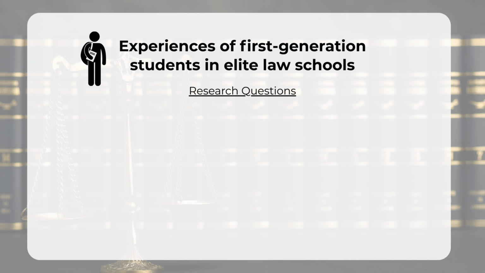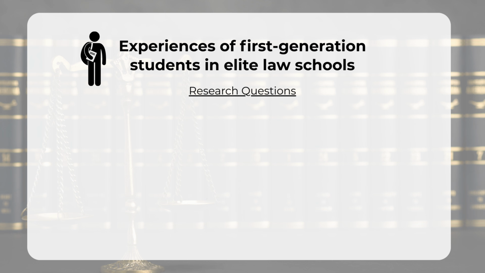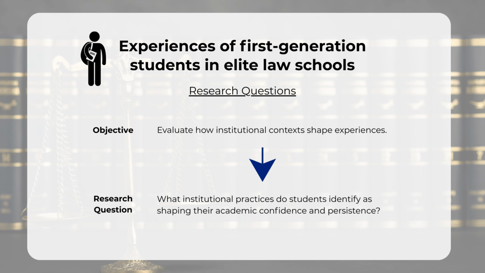For example, if your objective is to interpret how students make sense of belonging over time, your research question might be, how do first-generation law students describe and interpret their sense of belonging across their degree programme? If your objective is to evaluate how institutional contexts shape experiences, your research question might be, what institutional practices do students identify as shaping their academic confidence and persistence? Often, the language you use in your research questions echoes the language you used in your aims and your objectives. Now, that repetition is not a problem, because that repetition is alignment.